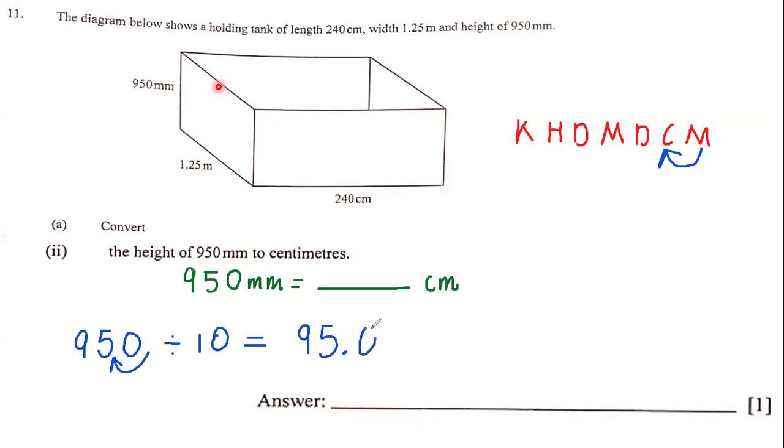0.0? 0. And what is 95.0? That's just 95. And so the answer here is just 95. So that means that 950 millimeters expressed in centimeters is just 95 centimeters.